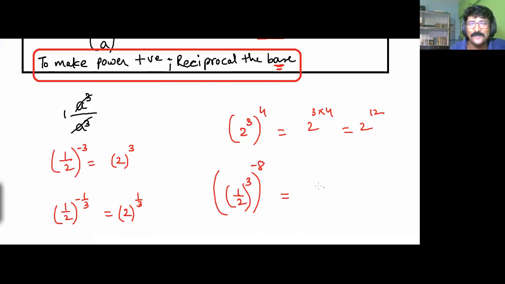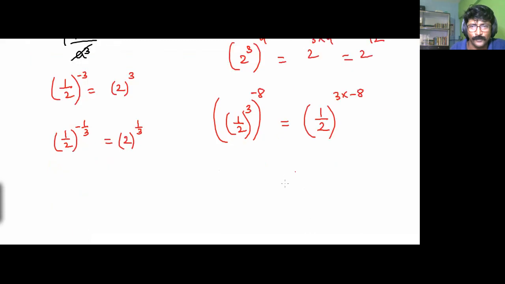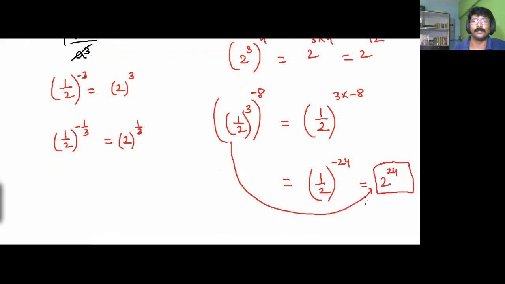What if 1 by 2 raised to power 3 is raised to power negative 8? It will become 1 by 2, the base, raised to power 3 into negative 8, which becomes negative 24. So half raised to power negative 24 can be written as 2 power 24. You understood this, guys? It's really simple. The complicated stuff you can convert into simple numbers or exponential numbers very easily by using rules. So the rules are very important.